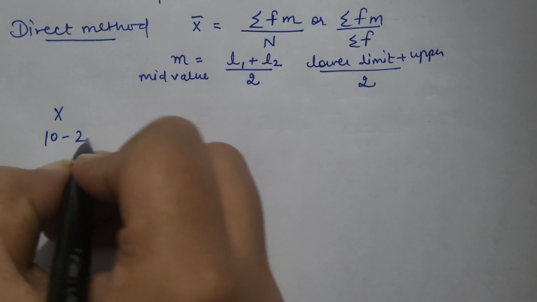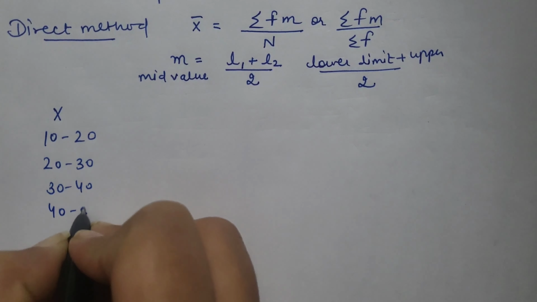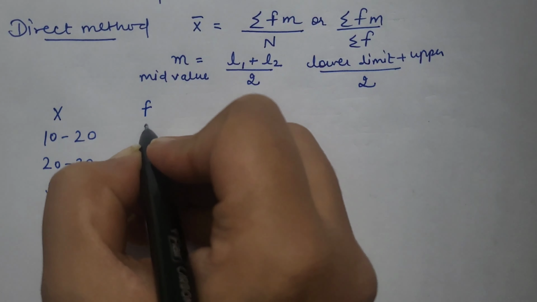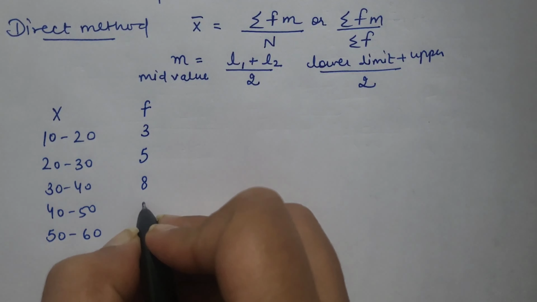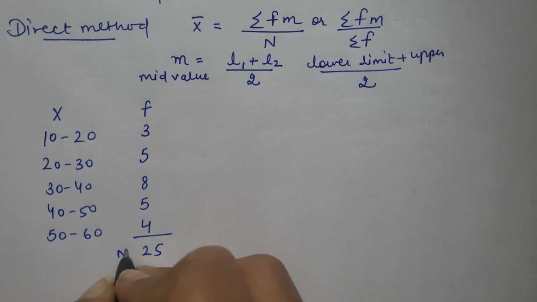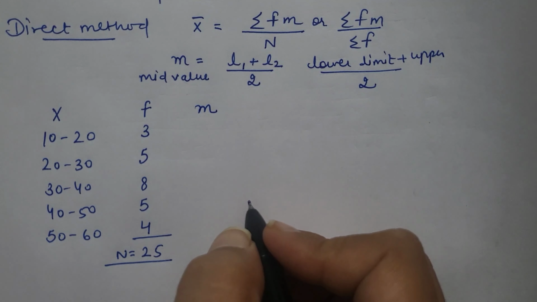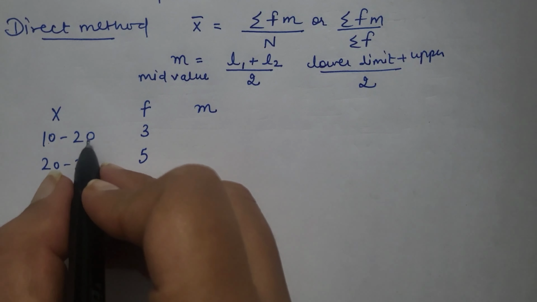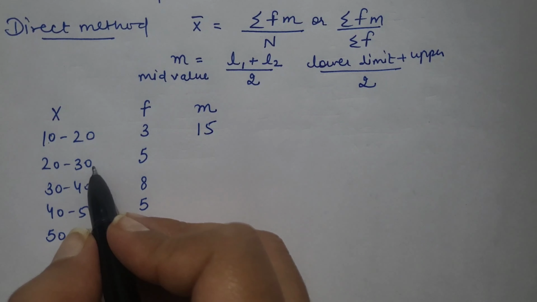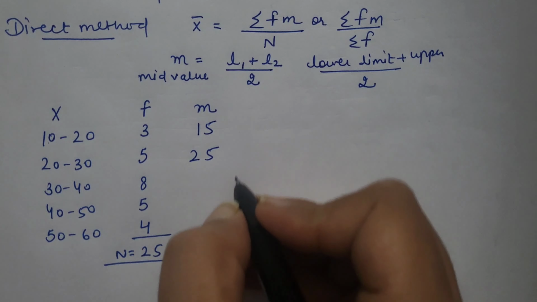Here x is equal to 10 to 20, 20 to 30, 30 to 40, 40 to 50 and 50 to 60. Frequency is given as 3, 5, 8, 5 and 4. So the sum of frequency is 25, so n here is 25. Next we have to calculate m. So 10 and 20: 10 plus 20, 30 by 2, 15. So m is 15. 20 plus 30, 50 divided by 2, that is 25.